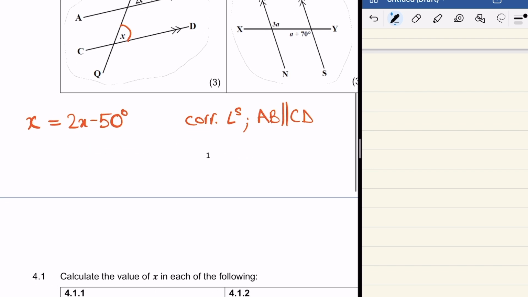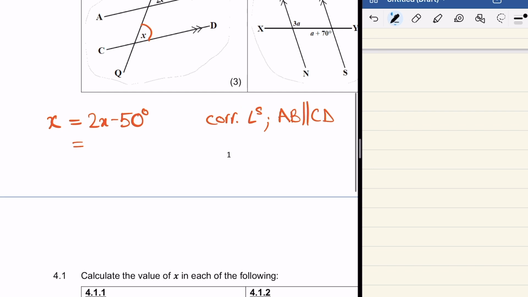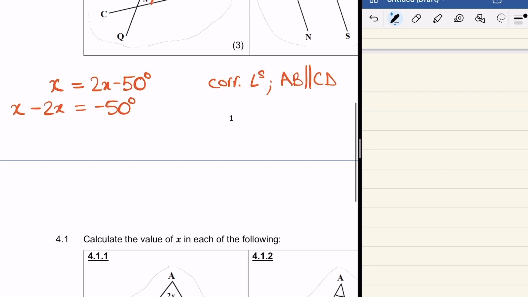Moving on, I simply need to solve for X now. So I remember I want my letters on the left, numbers on the right. So I've got X in the right place, but 2X must come over. So that's X minus 2X now. And what's left on the other side is negative 50. Remember, there was a negative sign here, which belonged to the 50 degrees. So if I simplify this, X minus 2X gives me negative 1X, or negative X. And that gives me negative 50 degrees.